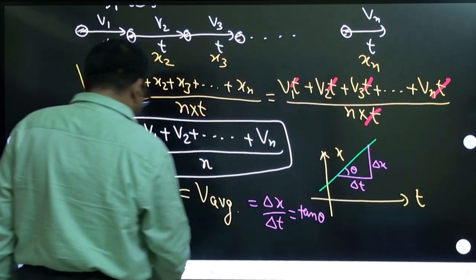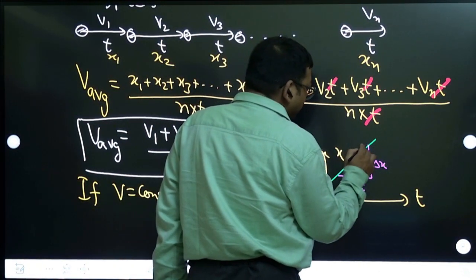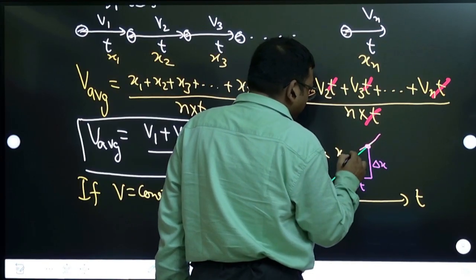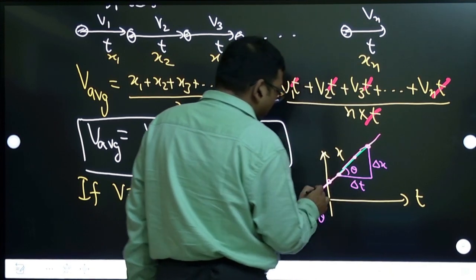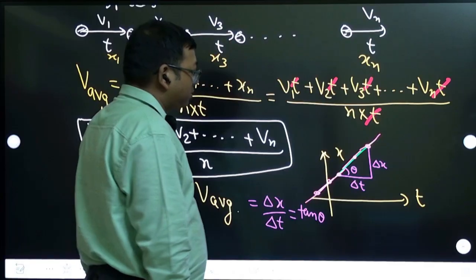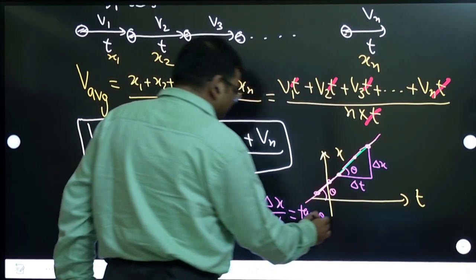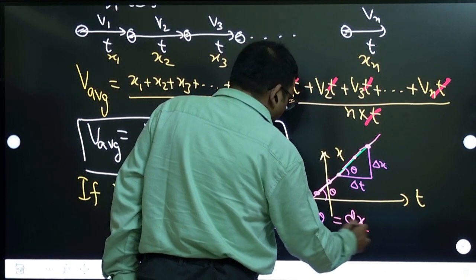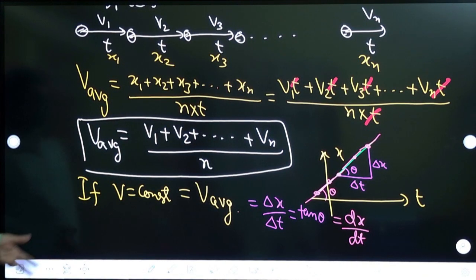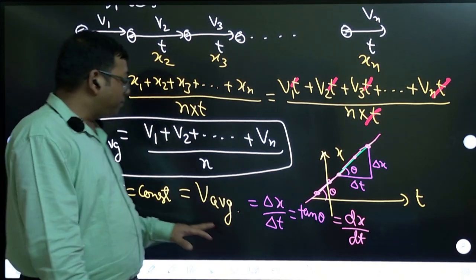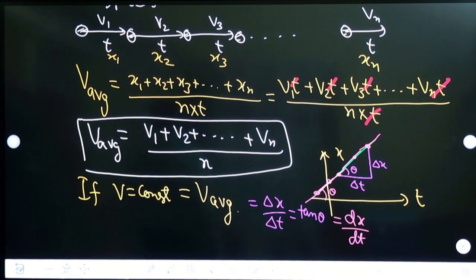And tan theta is also the instantaneous velocity, because at any point you take a tangent, that tangent will be the same line itself. So in this case, dx by dt is also the same. So delta x by delta t or dx by dt is the same. So average velocity and instantaneous velocity are the same if velocity is not changing, right?